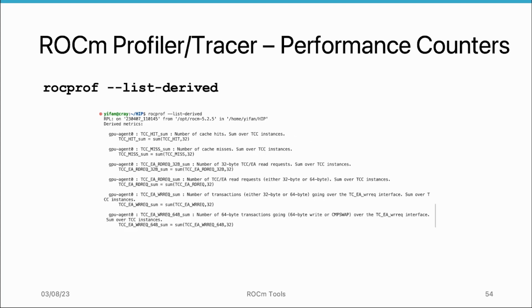In addition to basic metrics, ROCm Profiler also supports derived metrics, which are more high-level performance metrics that can be calculated from the basic hardware counters. Derived metrics prints the metrics expressions. These expressions are used to calculate those metrics. The command rocprof --list-derived provides such information.